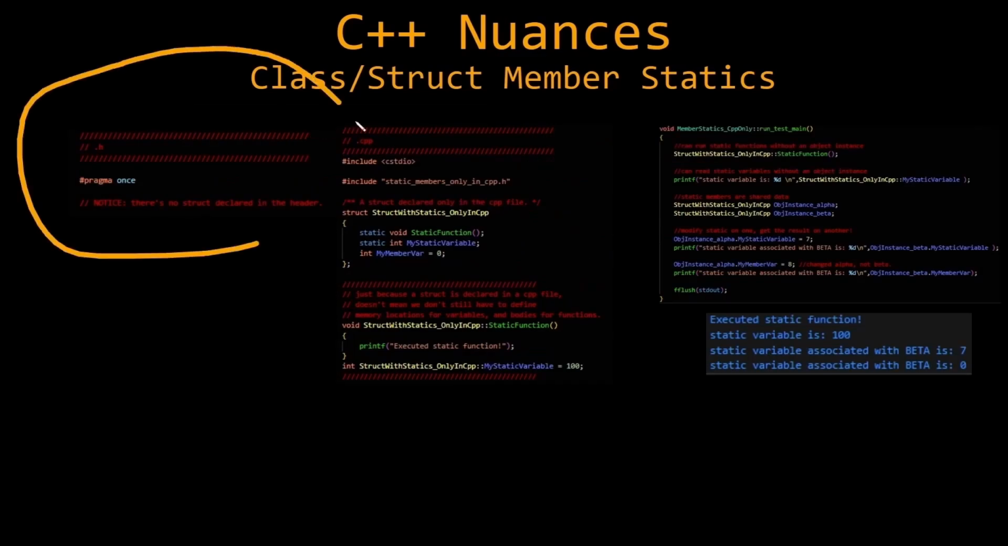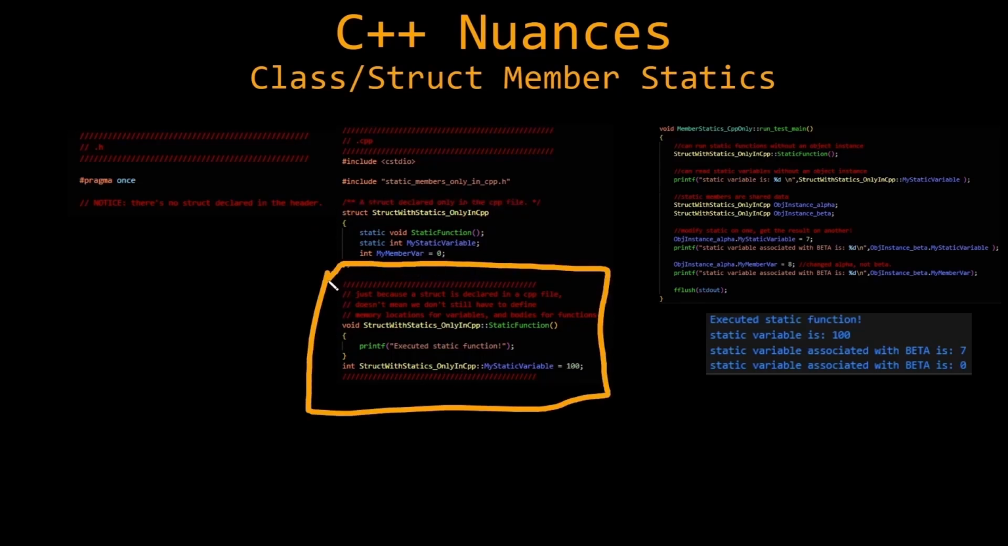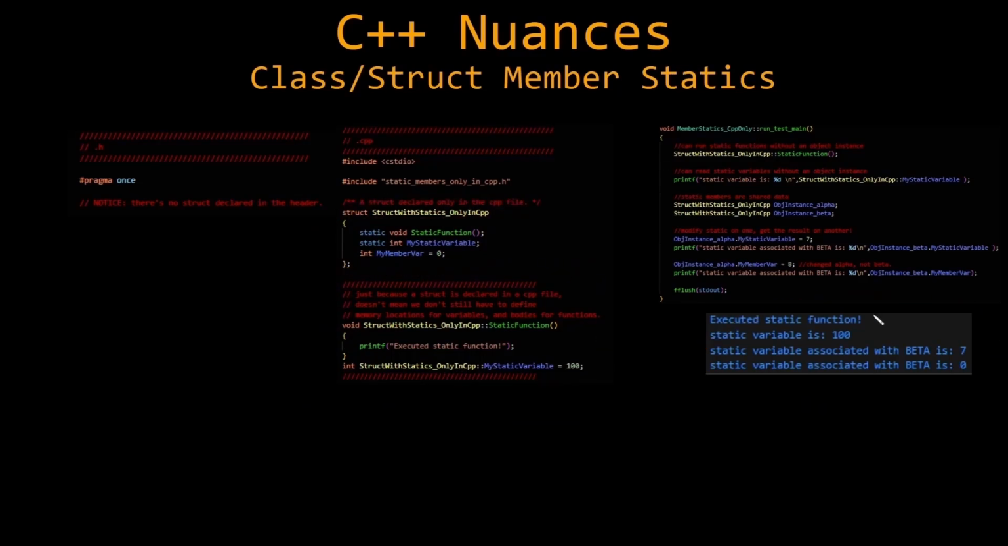Additionally, in C++, you don't even have to define the type in the header. The struct or class can be defined in the CPP file up here. So here it has declared 2 static variables, but we still have to define them. It declares a struct, then it defines the struct variables below it. And it works the same as before, able to call a static function, read a static variable without an instance, change it for all instances, and member variables work normally.